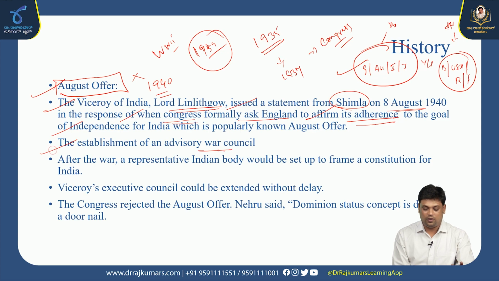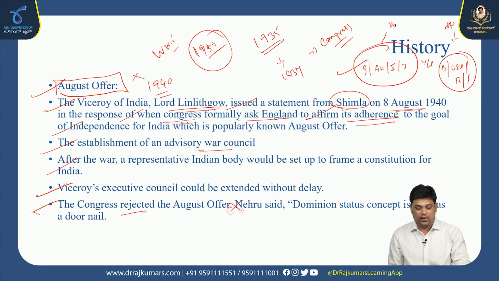It proposed the establishment of an advisory council, a war council. After the war, a separate representative Indian body would be set up to frame their constitution. The Viceroy's executive council would be extended, and the Congress rejected the August Offer. You know why? Because they were saying only after the war would a representative body be set up for the constitutional framework. So they didn't want it.